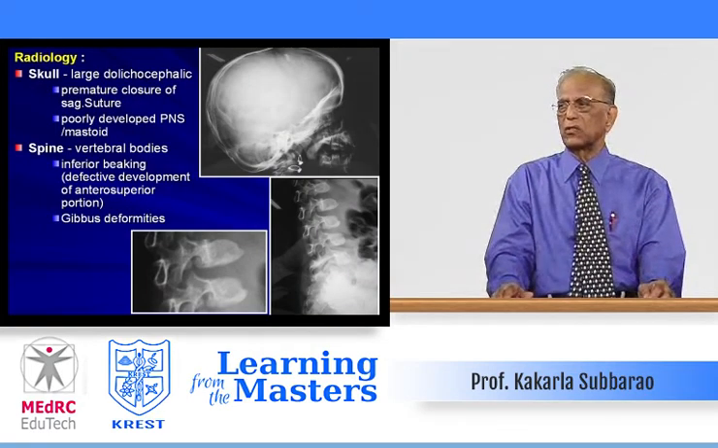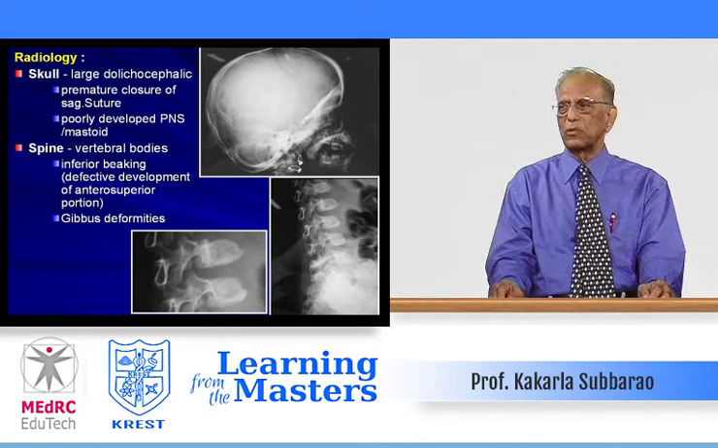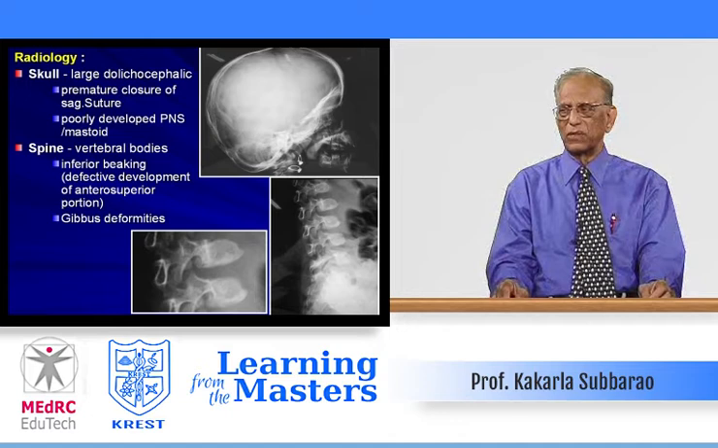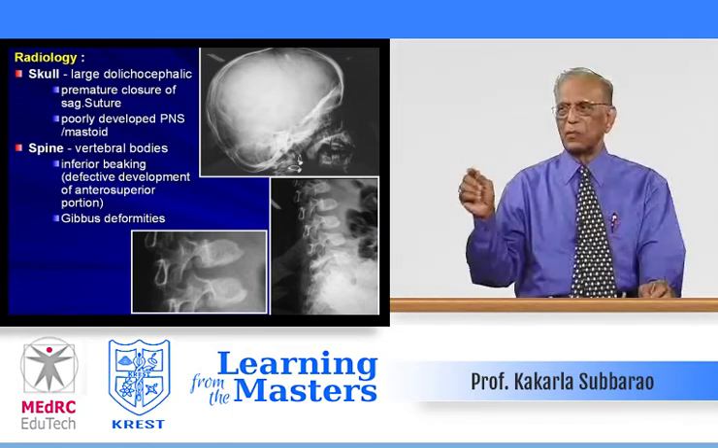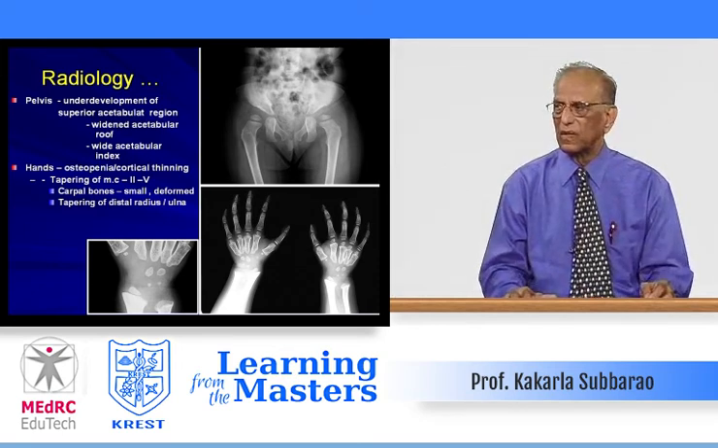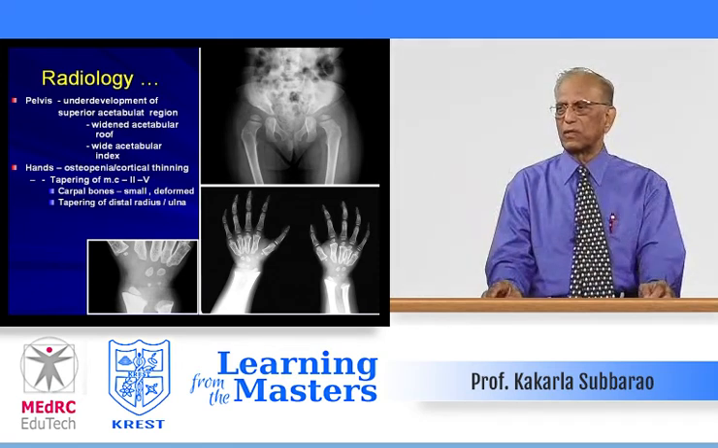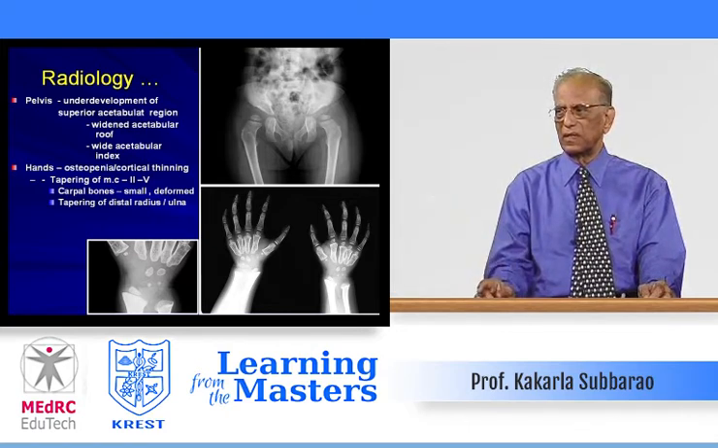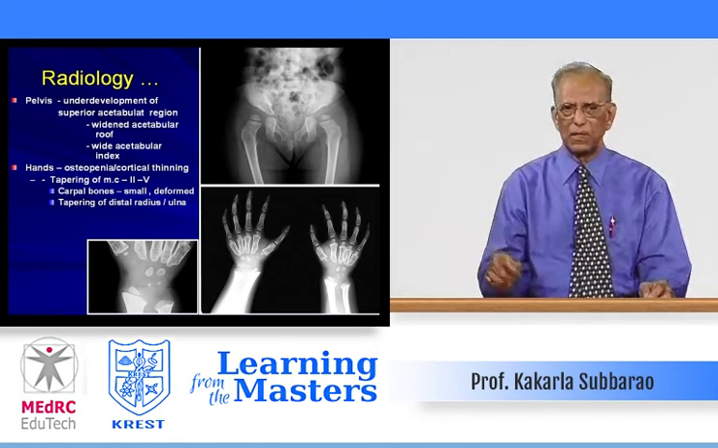Radiology: skull, large dolichocephalic skull, premature closure of the sagittal suture, poorly developed paranasal sinuses and mastoids. Spine: vertebral bodies with inferior beaking, defective development of the anterior portion, and gibbous deformities. This is Hurler's. And the pelvis again shows underdevelopment of the superior acetabular angle. Hands: osteopenia, cortical thinning, carpal bones are small and deformed, tapering of the distal ends of the radius, look at that, and bullet-shaped metacarpals.